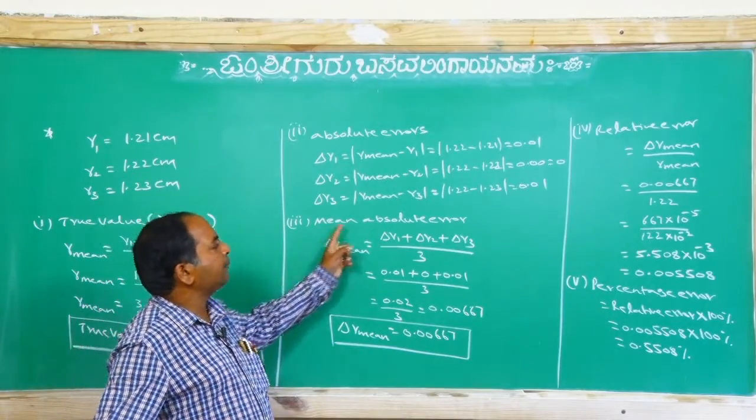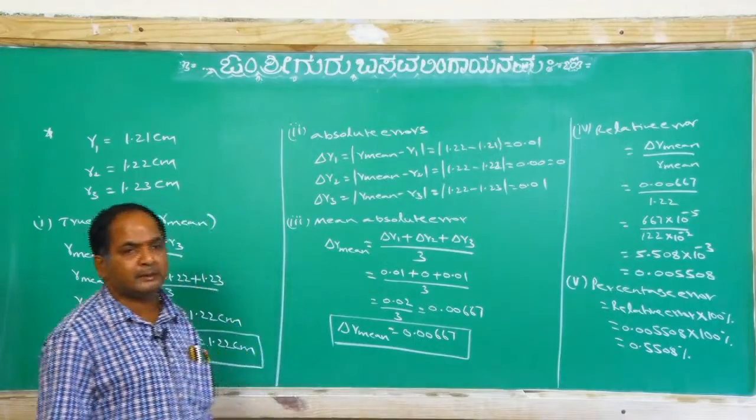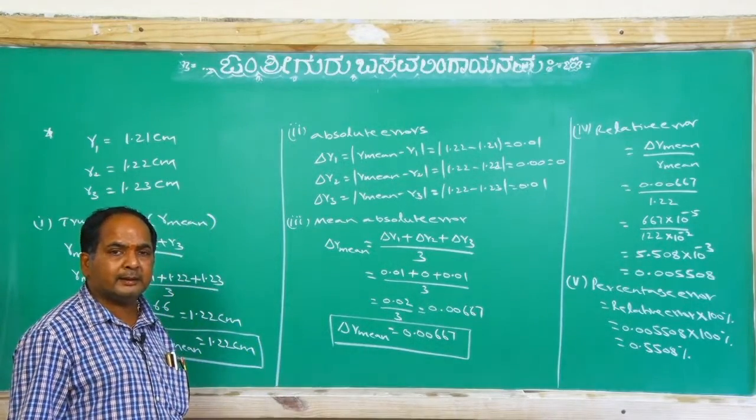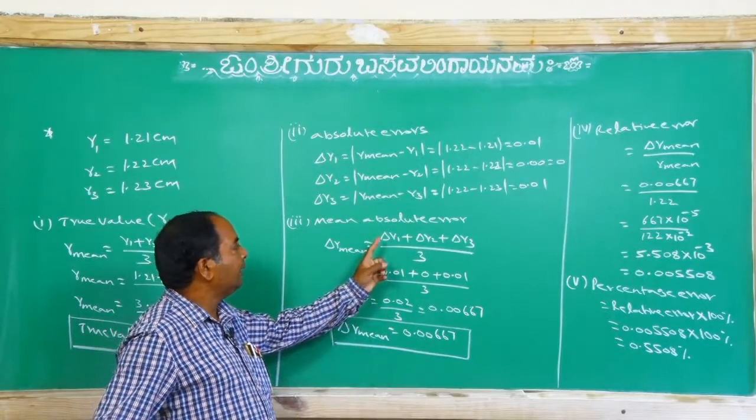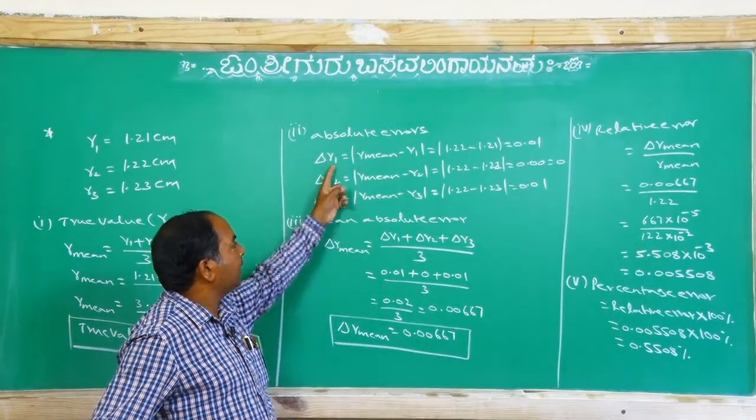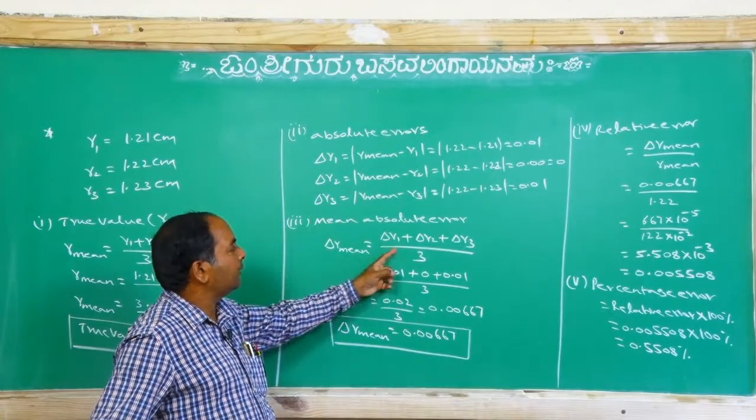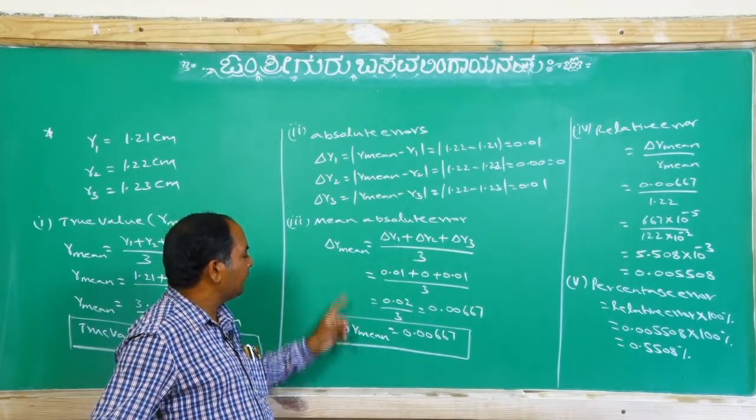Here, mean absolute error. Mean absolute error means what? Sum of the quantities divided by the number of quantities. Sum of the quantities means what? Delta R1 plus delta R2 plus delta R3, divided by 3, you will get delta R mean.